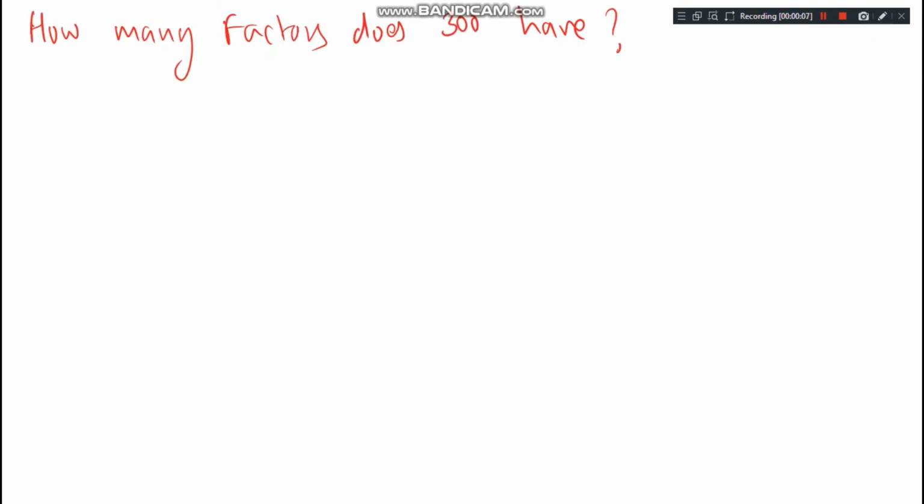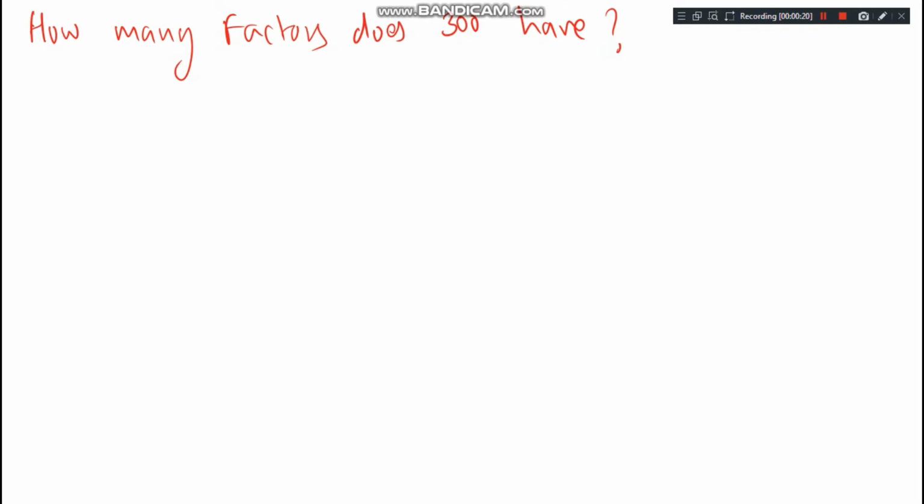Hello everyone. Today we are going to learn about factors. Let us see a simple question. How many factors does 300 have? So the simple task is to find out the number of factors the given 300 has.